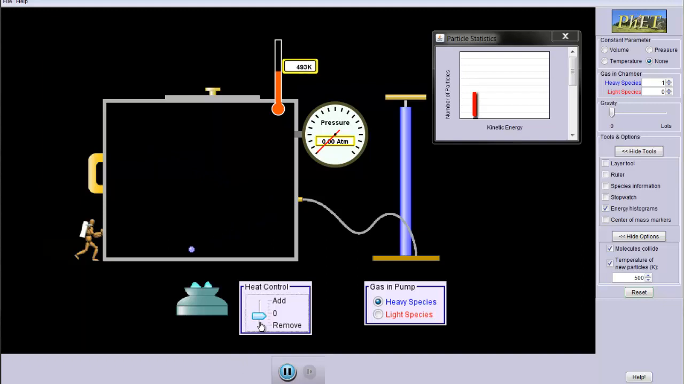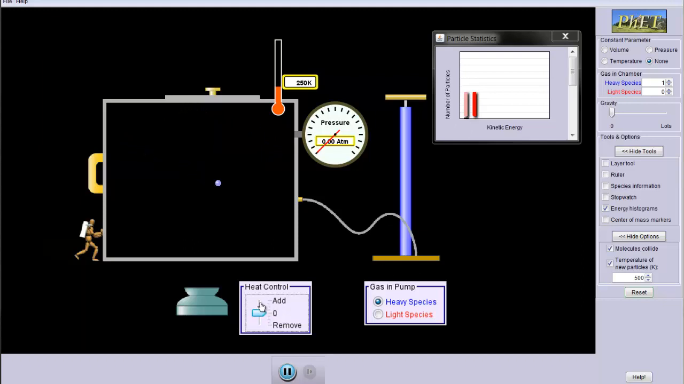So we'll do that by putting ice into the chamber until we get it down to 250. So we're at about 300, 270, and there's 250. And you can see where our kinetic energy is now. It's about half of what it was before. So when we take our temperature from 500 down to 250, in other words, we halve our temperature in Kelvin, we have half the kinetic energy.